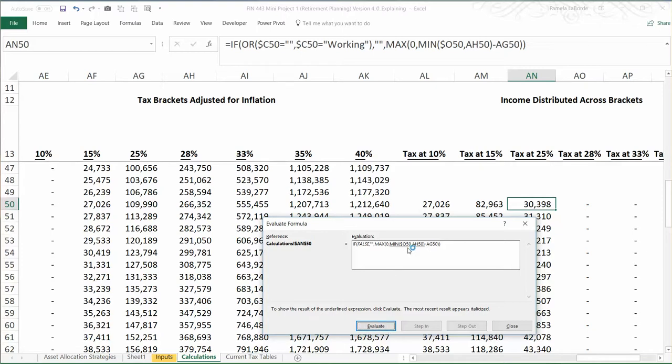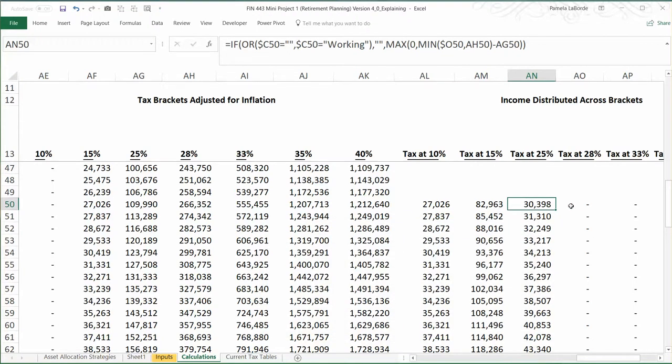So it's going to find here the minimum of their 401k withdrawal of 140,000. Then it's going to subtract the amount of the previous balance of 109,990. So how much are they over in their withdrawal of the previous tax bracket? Of their 140,000, only 30,398 will be taxed at the 28% bracket. So it's going to put a max of 0 or that amount that we just calculated. So that's how I got the 398.